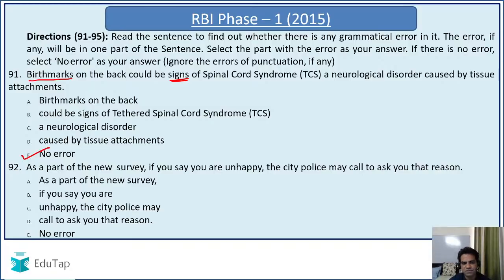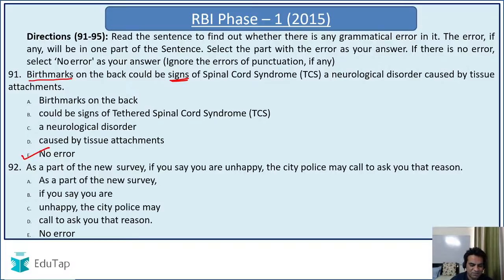So difference between finding the error and correcting the sentence. Please do understand that, guys. You cannot change anything in the sentence to make it correct. You just have to find the error in it. Isn't it birthmark? I think it is birthmarks. So birthmarks on the back could be signs of spinal cord syndrome, a neurological disorder caused by tissue attachments.